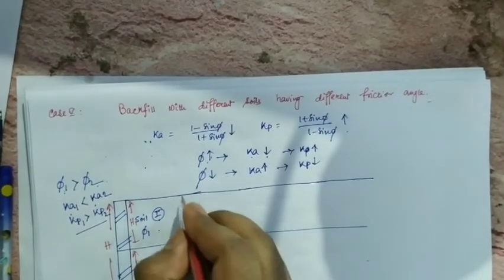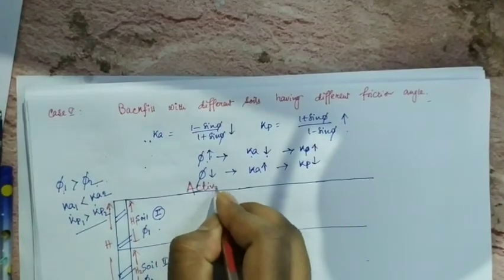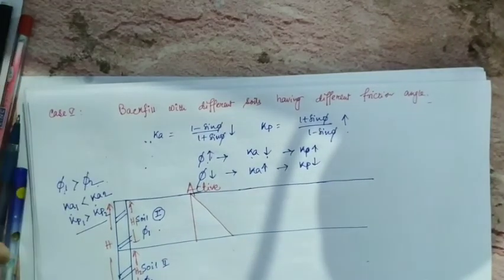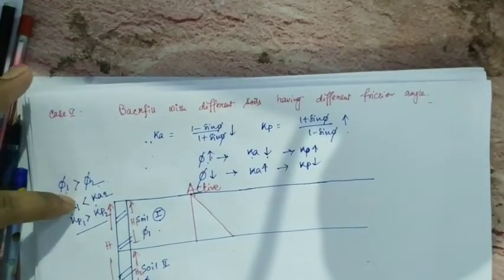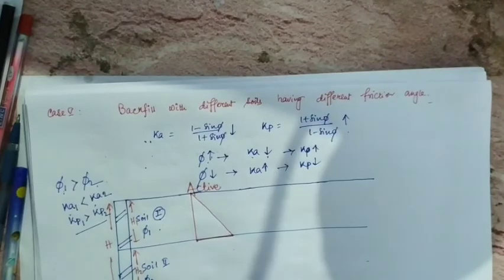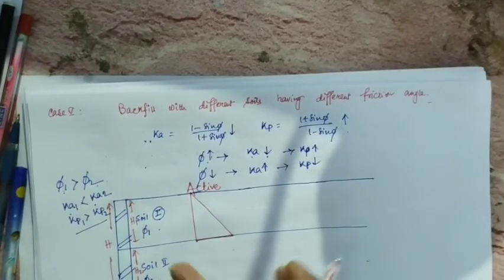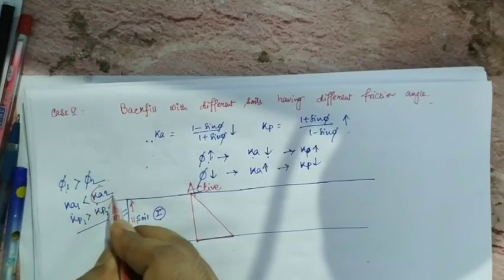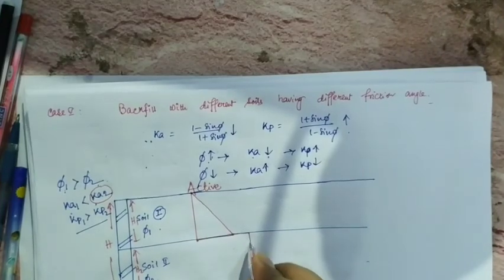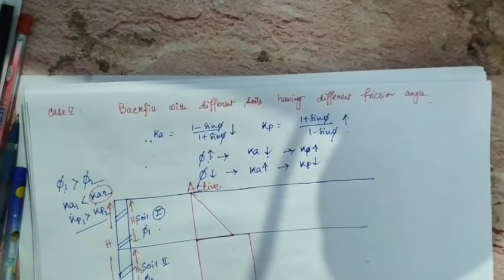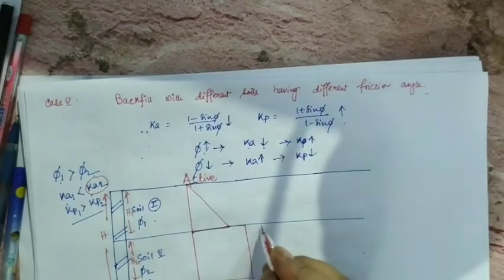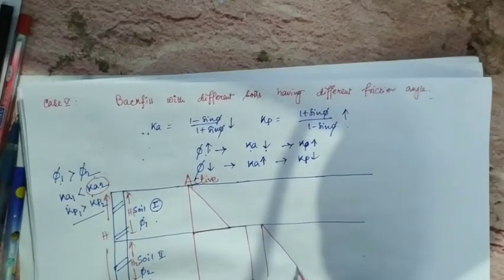So now look, it is the active condition. The pressure diagram will be triangular. Because Ka1 is less than Ka2, this much pressure, when it comes to the zone of soil 2, will expand, it will increase, because the value of Ka2 is greater. Okay, so now the surcharge will be bigger. And for soil 2, it will also have a pressure diagram. It will look like this.